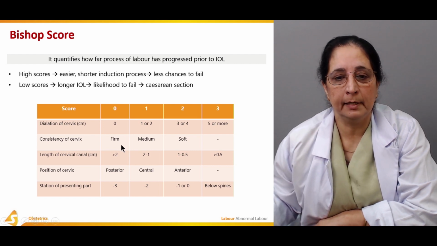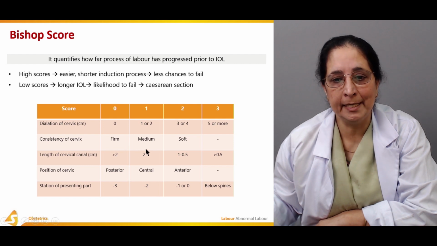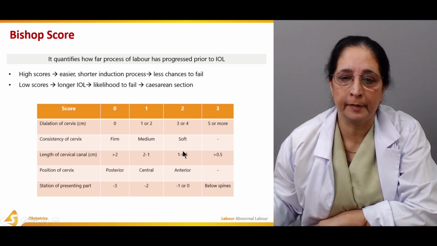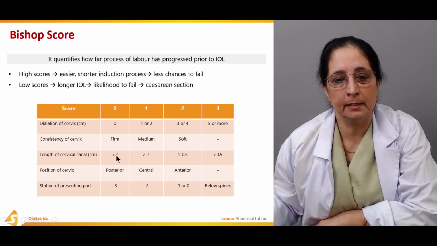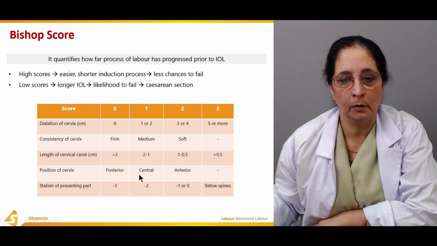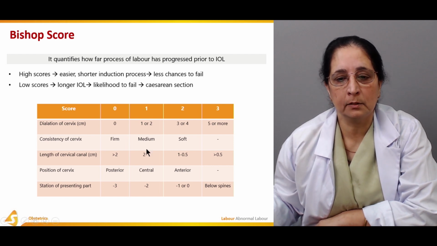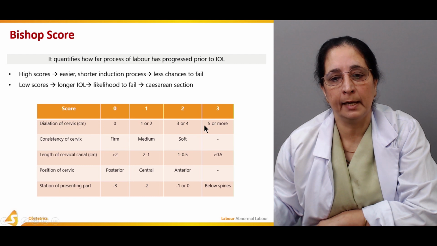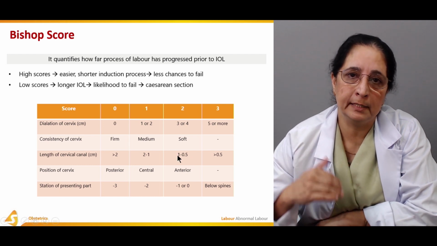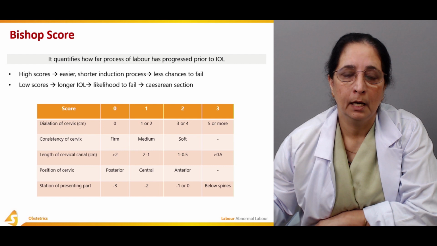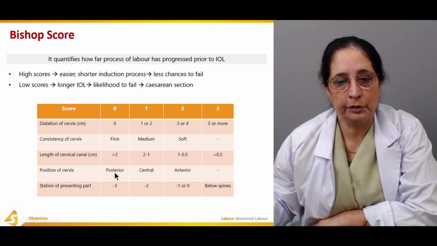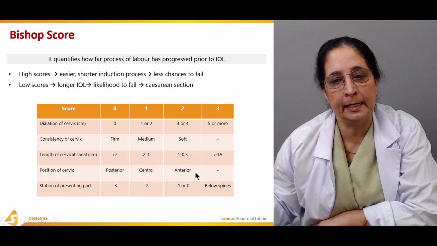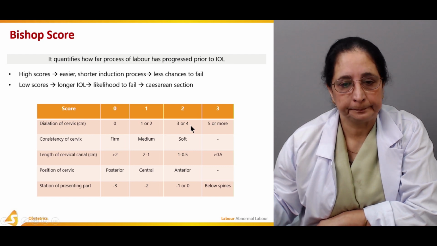Consistency of the cervix: firm is 0, medium is 1, soft is 2. Length of the cervical canal: if it's more than 2, it's 0. 2 to 1 is a score of 1, and 1 to 0.5 is 2. So the longer the cervix, the poorer the outcome. Position of the cervix: if it's posterior, the score is 0. If it's central, the score is 1. If it's anterior, the score is 2.